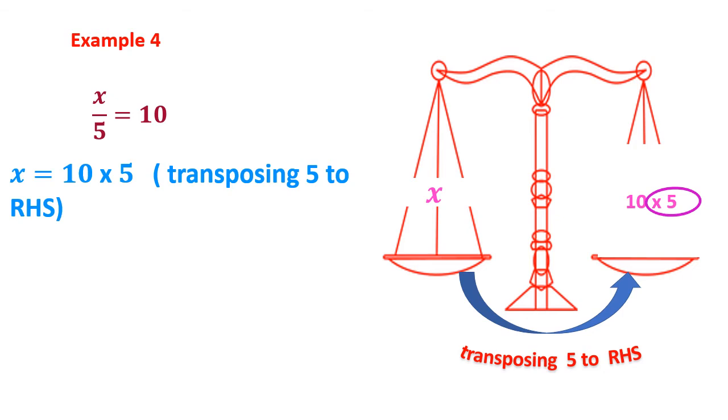Here are the steps. x is equal to 10 into 5. You have to write in bracket transposing 5 to RHS and you got the value of x equal to 50. As you can see, I have encircled this 5. It means this 5 has got transposed to RHS.